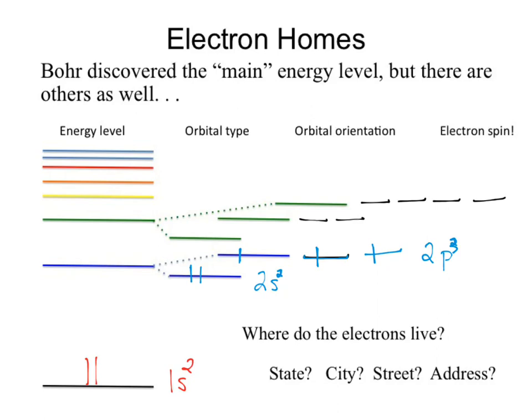So why don't those two negatives repel those two? They do repel, but what happens? Their one other option is higher in energy. So it would rather pair than jump to a higher energy state.